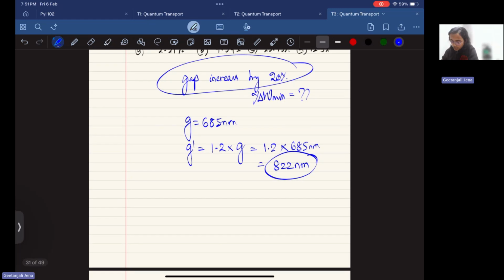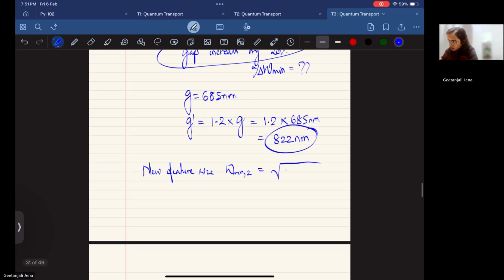The change in the gap size when you change the gap between the silicon and the wafer. Because of this, the resolution limit will also change. So the new feature size, double minimum, will be square root of k lambda g. K is 1. Lambda is also not changing, 365. And g is g prime, which is 822. So this will come around 547.7 nanometer.